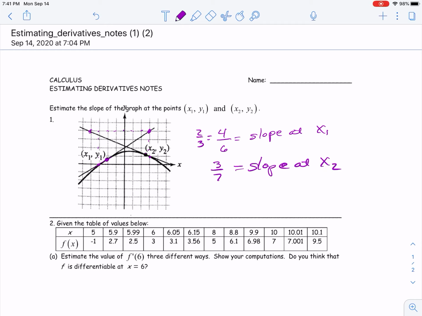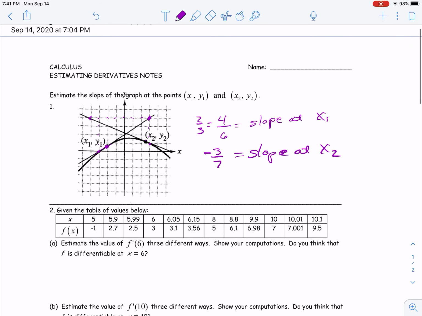They just want a ballpark figure. It's something close. Oh, and this one should be negative, right? It's leaning backwards. Okay. So this is notes.